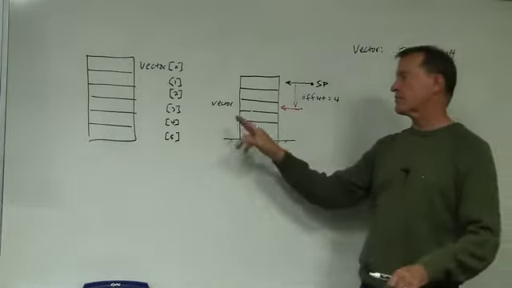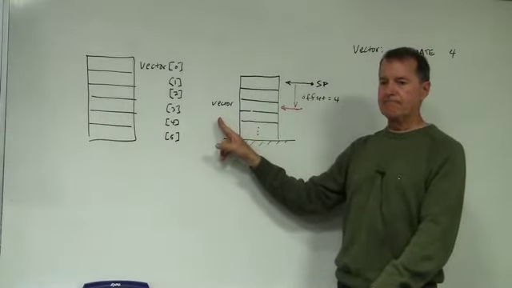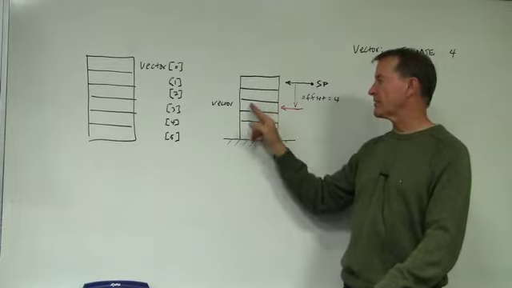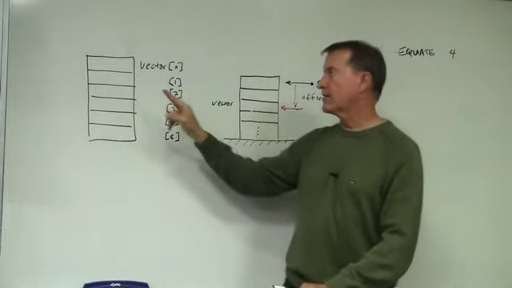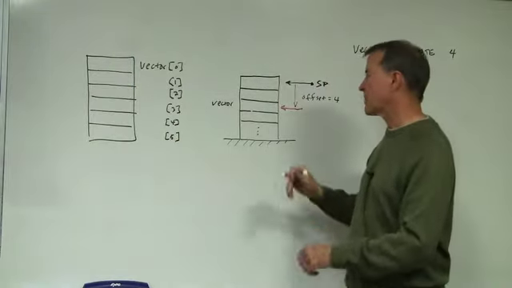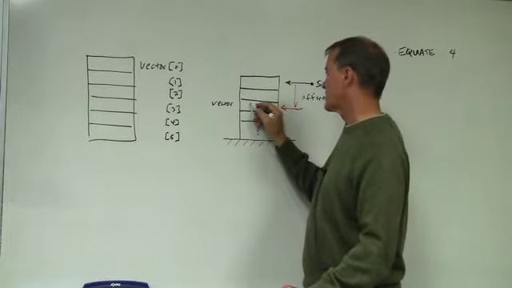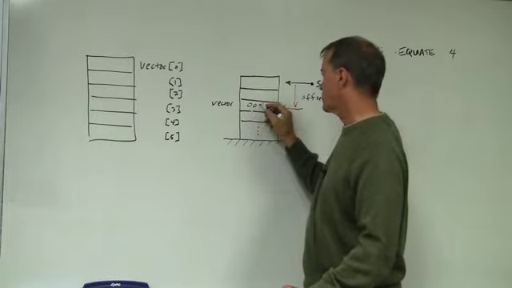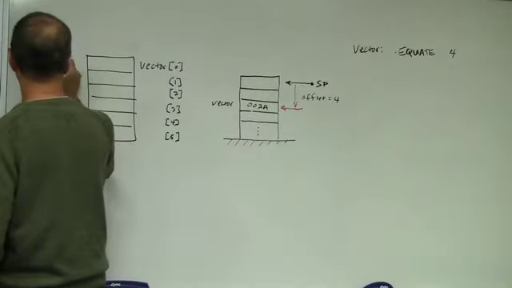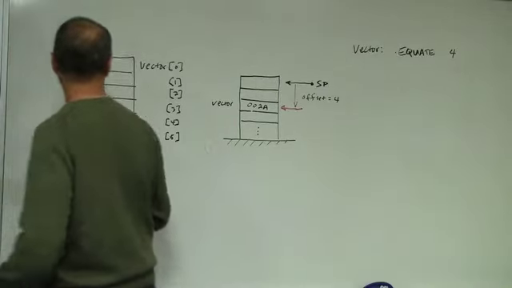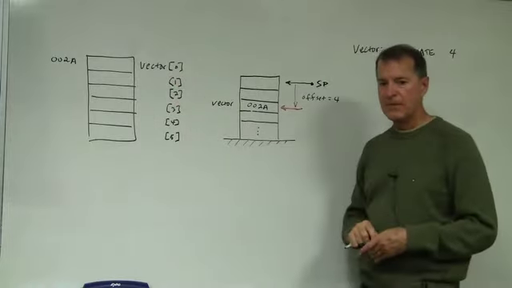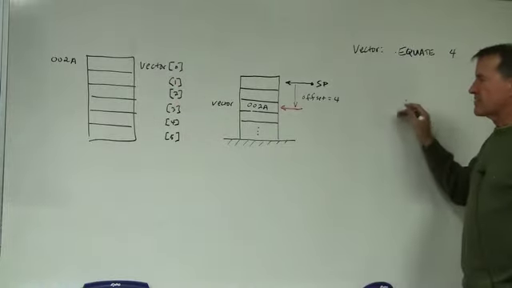But now what will the value of vector be here? It'll be the address of the first byte of vector over here. Are you with me? So let's just make up a number. Let's just say that this number is 002A, which means that over here, this would be 002A. Are you with me? So this would be the address of this.